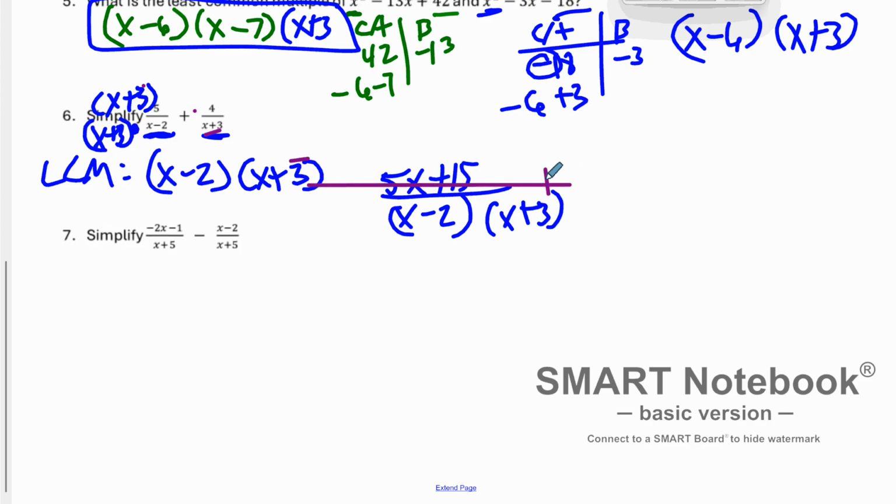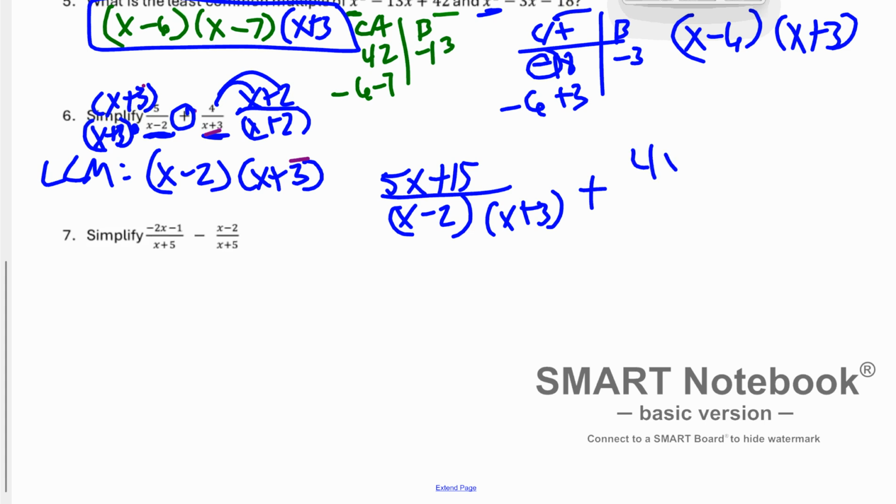And then my second one, this one I'm going to multiply by x plus 2 because that's what this denominator is missing from the LCM. And then x plus 2 on top as well. Again, you've got to be careful here. This is a plus, so just take the 4 and distribute it to both of them. So 4x plus 8. Sometimes when there's a negative, you want to distribute the negative, like what we'll see on number 7. Now it's over that common denominator.